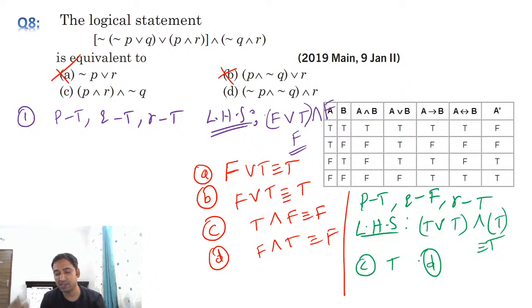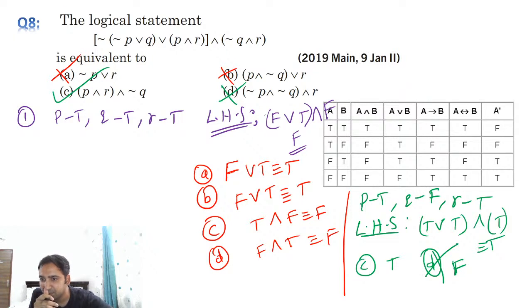What about option D? Let's verify it. In option D, negation of P is false, guys. False and true is anyway false. False and anything is false. So option D is giving false, guys. So I can eliminate option D. Why? Because I am expecting true, but I am getting false. Can I eliminate option D, guys? Yes. So the only remaining option is option C. That's it. Option C, we got the answer.